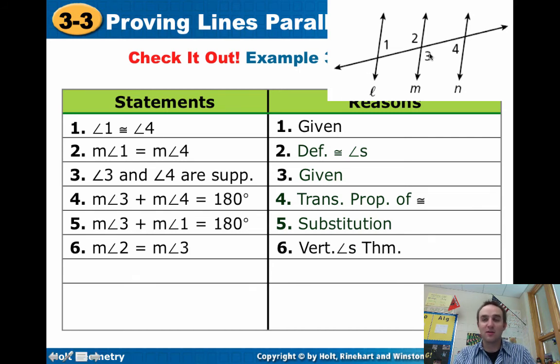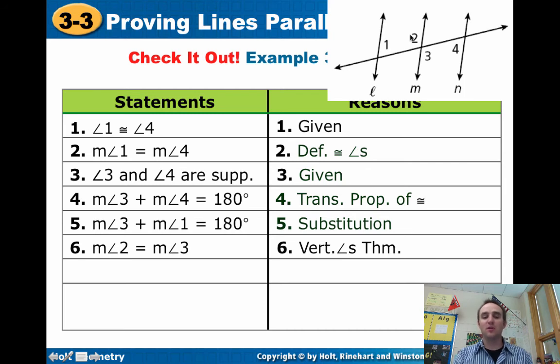Why is that? That's vertical angles. Okay, we've got vertical angles. Because we know eventually we want to say that L and M are parallel, we can't do that with 1 and 3. 1 and 3 are not a pair of angles that we know of. It's not alternate exterior, alternate interior, same side interior, or corresponding. So we need to get angles that are. Well, 1 and 2 are for lines L and M. So we have 1, we need a 2 in there.